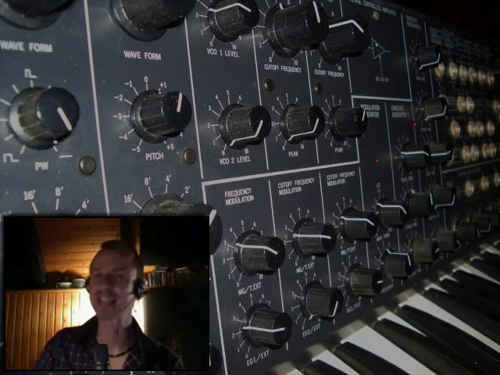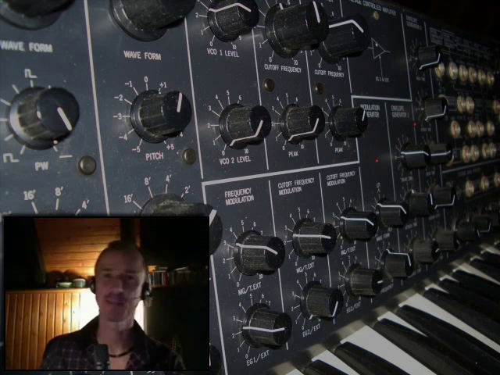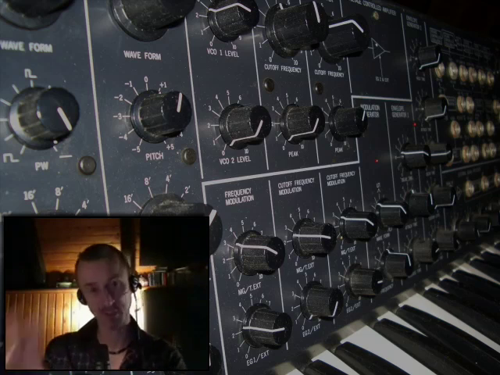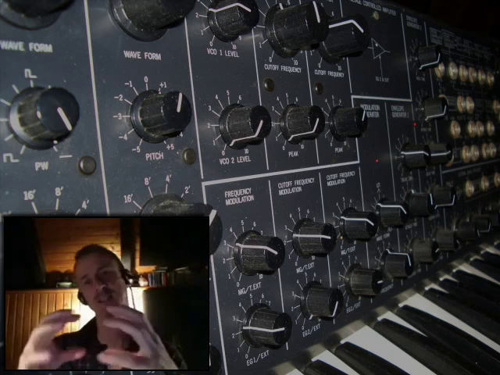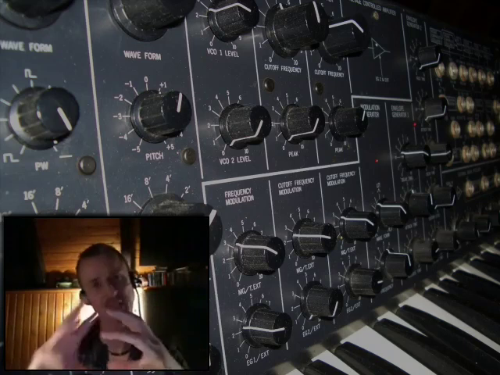So that's the basic anatomy of a subtractive synth. Start off with something, put it through a filter, take bits away, put it through an amplitude envelope, with which you can then take more stuff away. You can shape the sound over time.